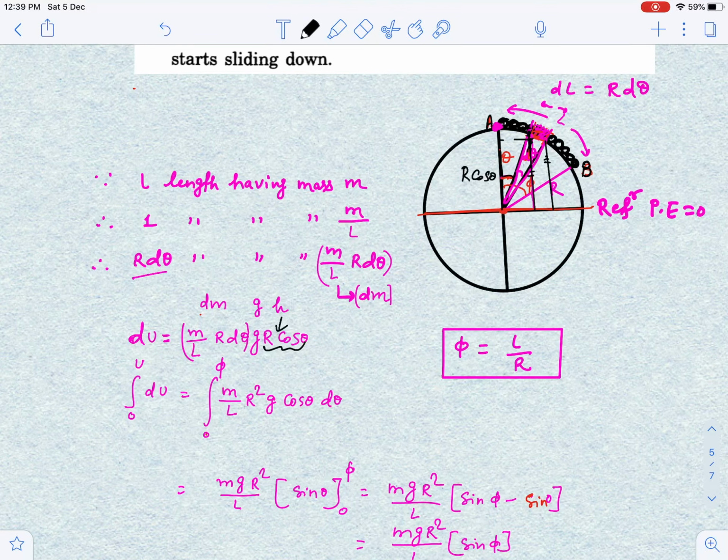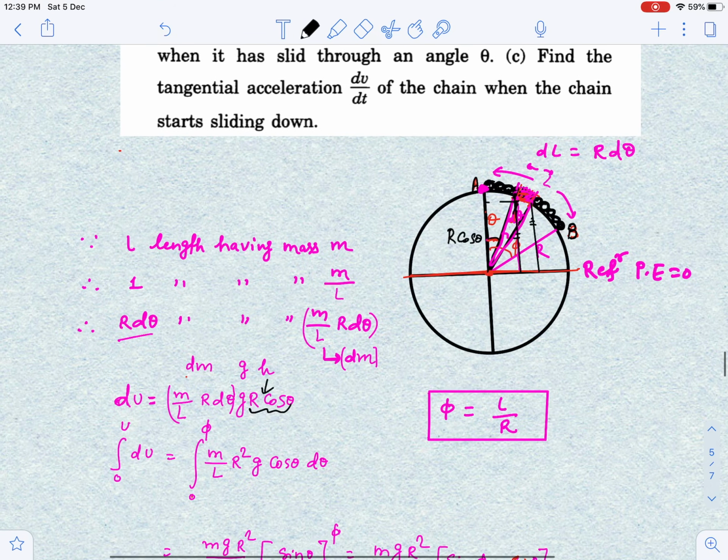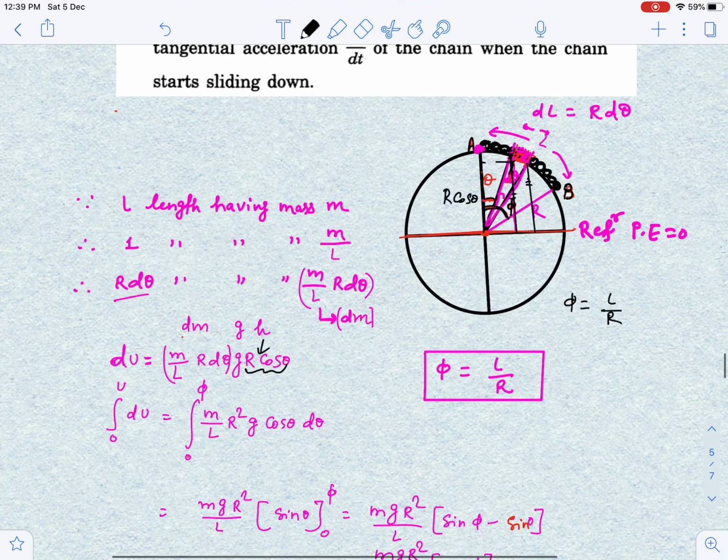Integration limit 0 to U on the left hand side, and on the right, how will you put the integration limit? If I have to go from a to b, I have to vary theta from 0, and this angle I have taken as phi. So I have to vary theta from 0 to phi. And you know that this phi is nothing but length L by r, which I have written here.